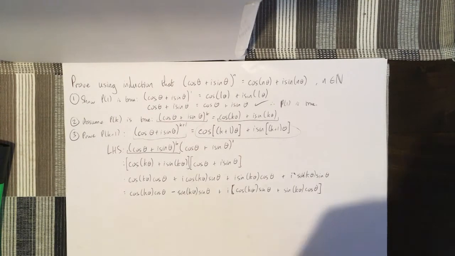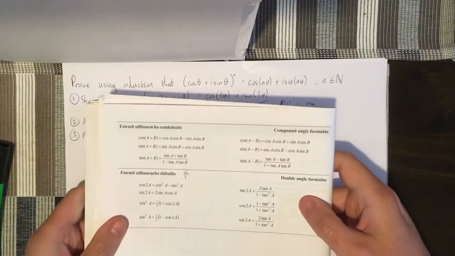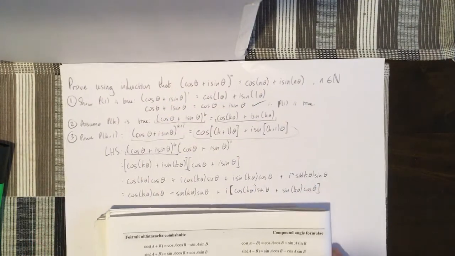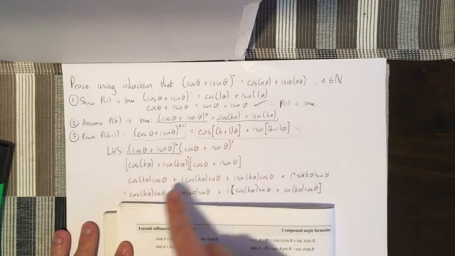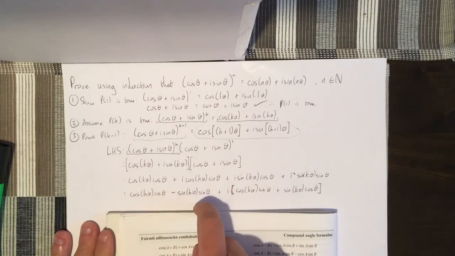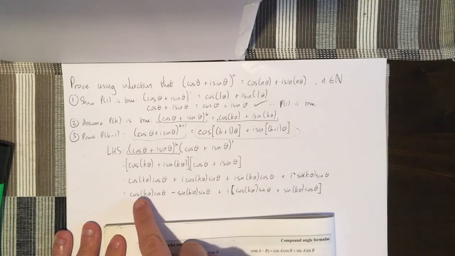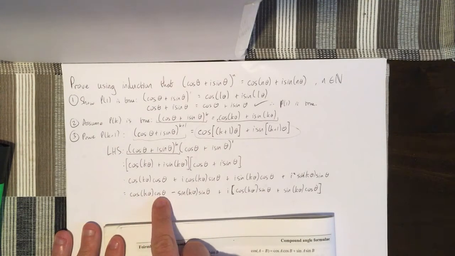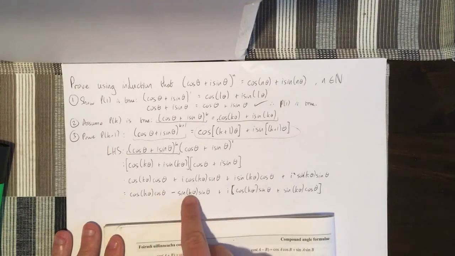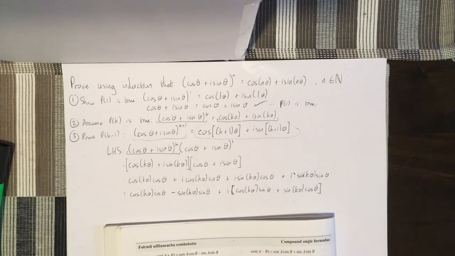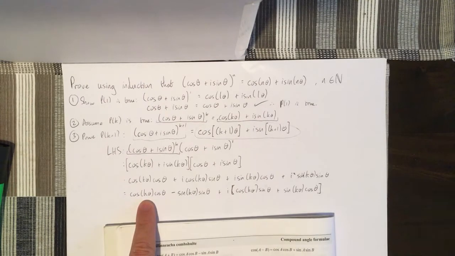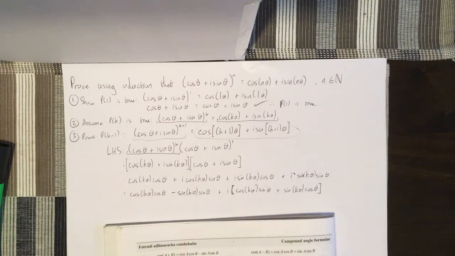So if we go back in our log tables to where these identities are, and look for something, what I might do is go from this one here. So I've got cos of an angle by the cos of some other angle minus the sine of that first angle by the sine of the second angle. So cos by cos minus sine by sine. So like your k theta is like A here, and just theta is like B. And what's that? That's cos of A plus B.